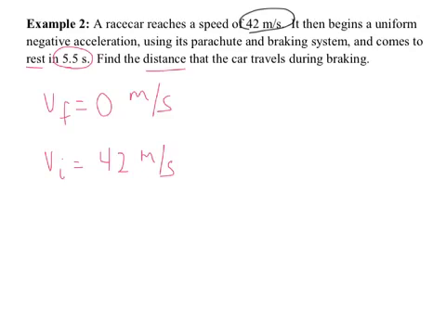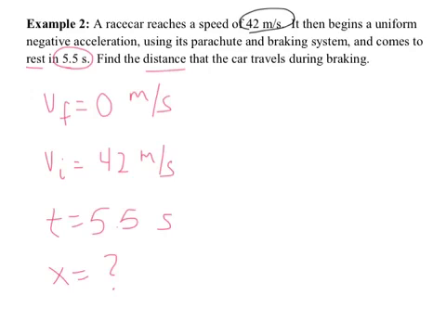Why am I using Vi and not speed? Well, take a look. It's traveling in one direction. It begins a uniform negative acceleration, and it comes to rest. So we know that the acceleration is slowing down the motion. Because it comes to rest, it's acting in the opposite direction. So the time period in this problem is 5.5 seconds. And we want to find the distance traveled, which happens to be the same as the displacement in this problem.